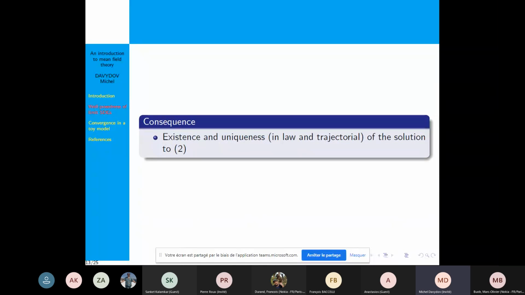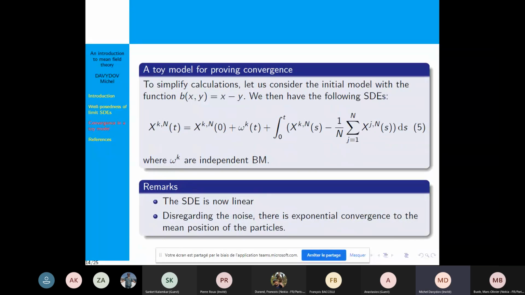A consequence of the previous result I mentioned is the existence and uniqueness, so the well-posedness, of the limit stochastic differential equations. So now we've answered the first question of mean field theory. Now we're interested in answering the second one, which I think is the one that contains the most ideas that you can understand from an intuitive point of view, because the first part is kind of technical. Here, as I've mentioned previously, to simplify calculations and just to see what happens, we're going to consider the initial model with the function b of x, y equal to x minus y.